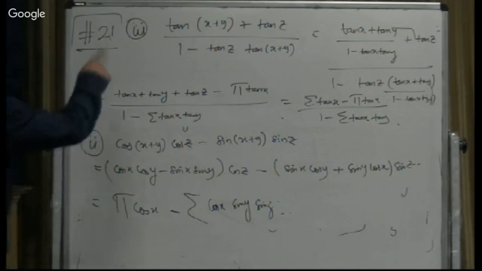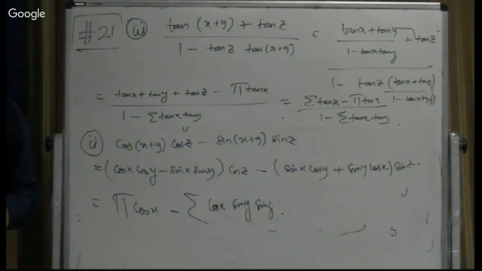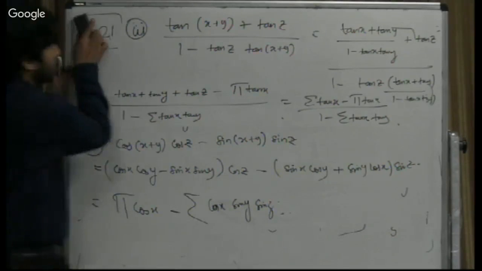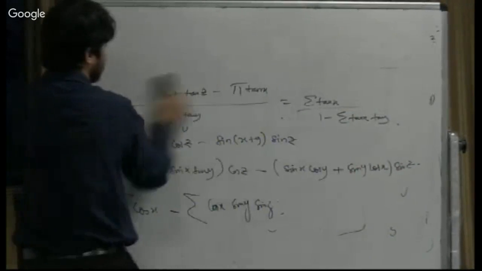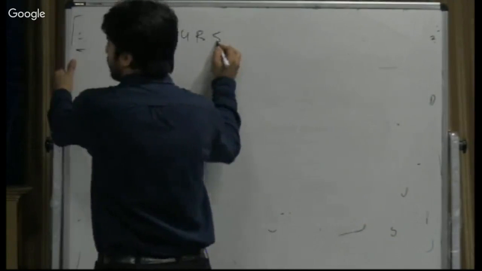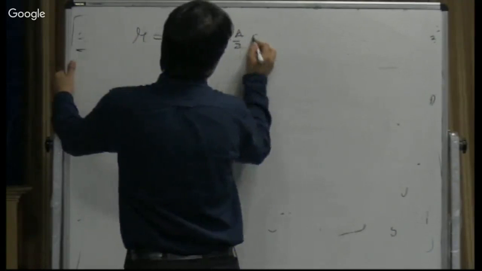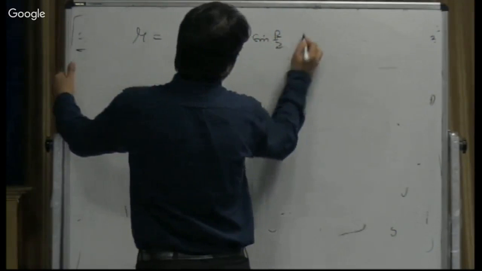So this is done, all the sine x plus y plus z for all sine, cos and tan. Now, see, I'm repeating question number 19 and 20. In question 19, that was my property 19, which I had to prove that R is basically 4R into sine A by 2, sine B by 2, sine C by 2.